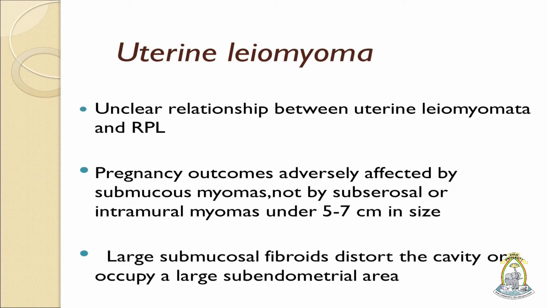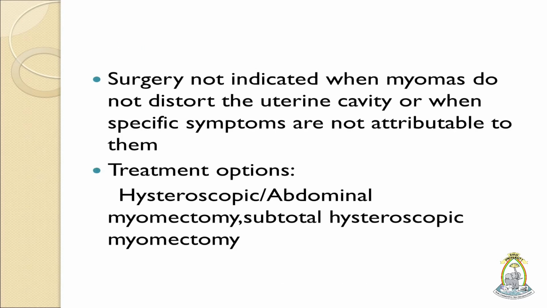Leiomyoma, as I say, is very contentious. The relation between leiomyoma and recurrent pregnancy loss is not very clear, and the pregnancy outcome is adversely affected only by submucosal myoma. So if it is not distorting the uterus, you don't need to act. If you have intramural myomas bigger than 5 centimeters, then you may need to consider removal. But tiny fibroids less than 5 centimeters, you don't need to concentrate much on.